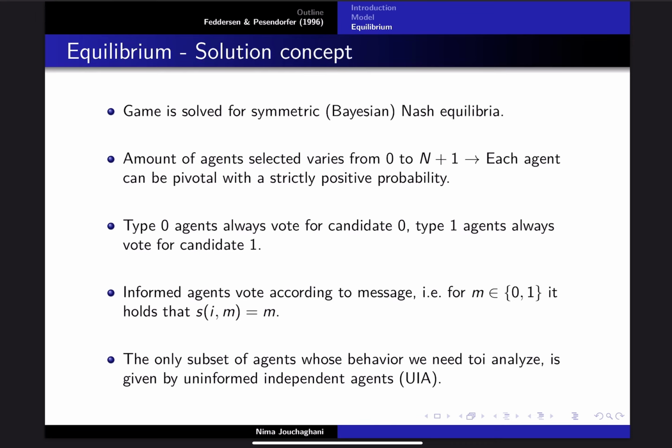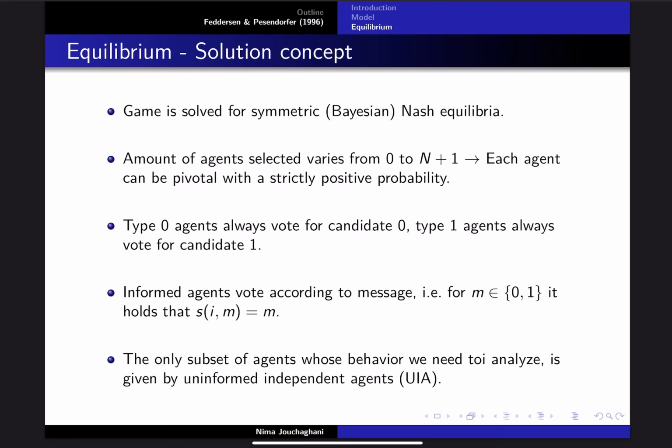So let us talk about the actual strategies of the agents. Type 0 agents do not behave strategically because they always vote for candidate 0, independent of the state and independent of the message that they receive. Type 1 agents always vote for candidate 1, again independent of the message that they receive and independent of the state.